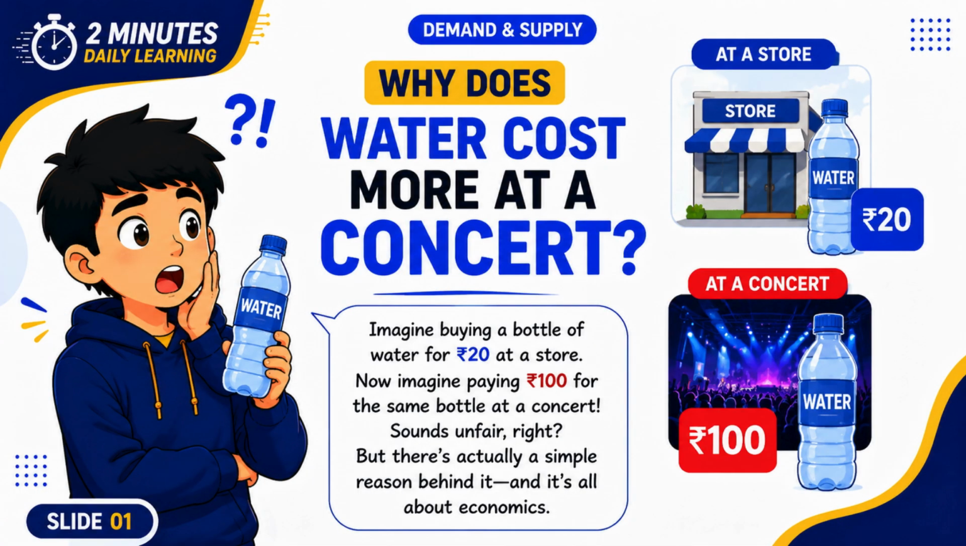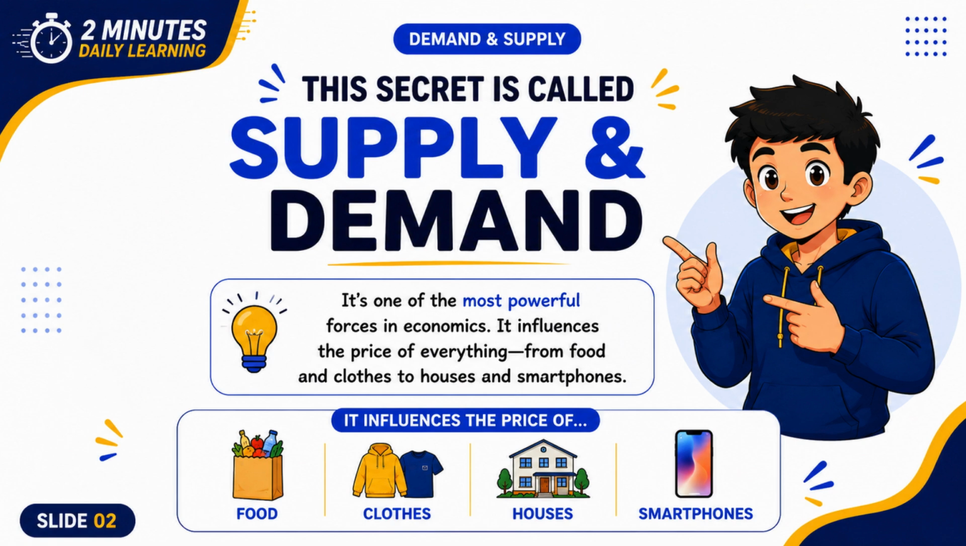Why does a bottle of water cost 20 Indian rupees at a store but 100 Indian rupees at a concert? Sounds unfair, right? But have you ever wondered, why does the same product have different prices in different places? This secret is called supply and demand. And today, we will understand it in very simple words.